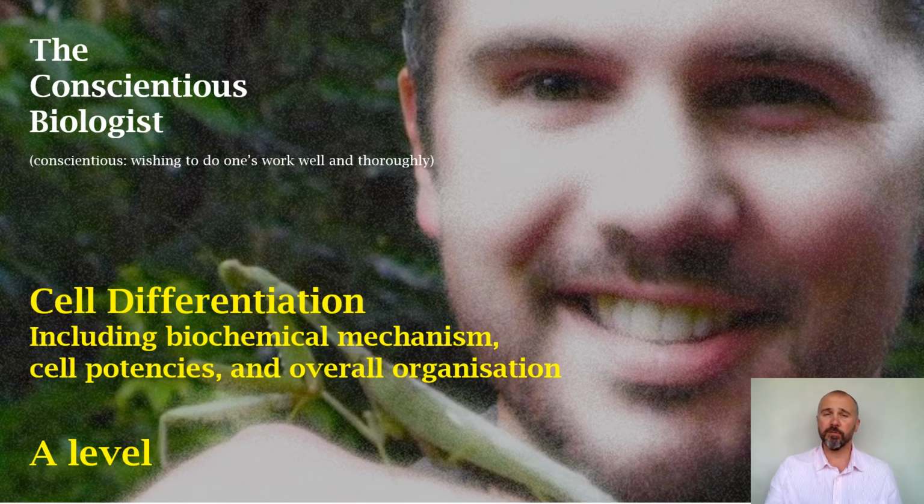This one looks at cell differentiation, which is covered at GCSE, but at A-level we need to put a bit more detail on top of that and look at the mechanism by which a cell goes from being able to become any cell to being a specialised cell with a singular purpose. So in this video we look at the biochemical mechanism of that. We look at cell potencies, which means whether they're totipotent or multipotent, which means how many different cell types can they become. And we look at overall organisation within a living thing to see how specialist cells fit in the overall hierarchy.